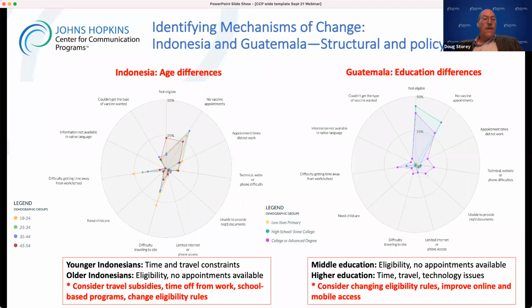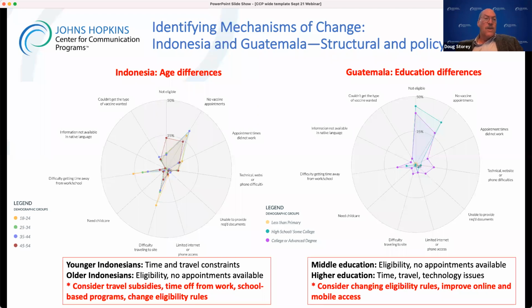And on the upper side of the screen, the red and the purple dots indicate that older Indonesians have more difficulty with eligibility and with the difficulty of getting vaccine appointments. Now, we know that in Indonesia early on, there was a priority given to the vaccination of younger Indonesians. And so that might be reflected in this figure where older Indonesians feel that eligibility and vaccine appointments are issues for them.